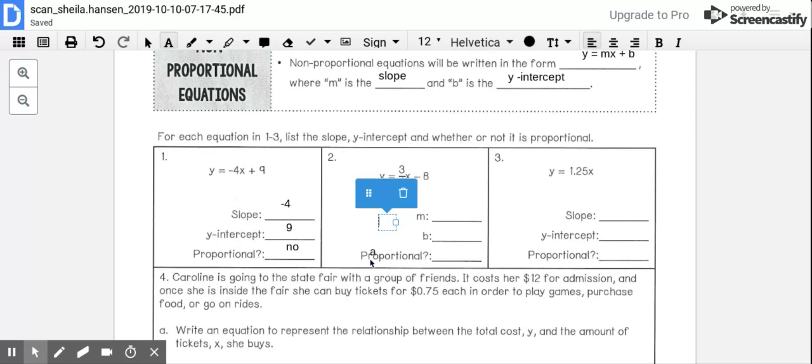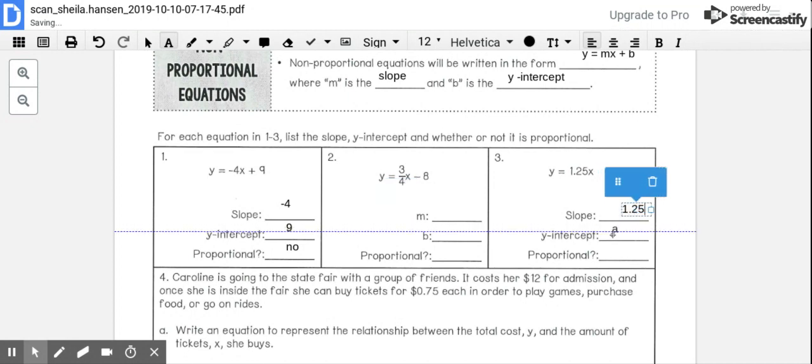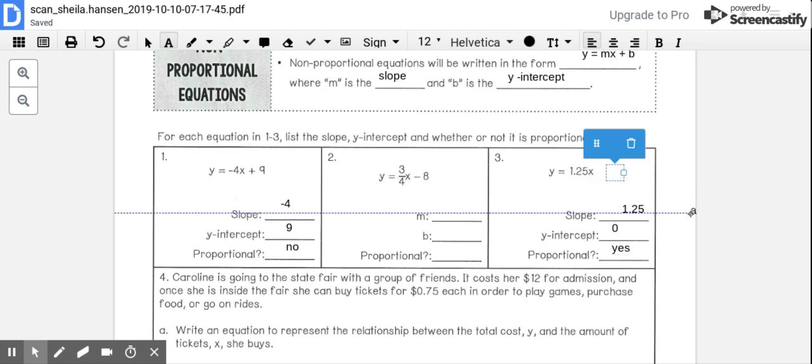I would like you to try this one for tomorrow. And we're going to do this one. So the slope would be 1.25. The y-intercept, there isn't anything, so you need to put 0 down if you want, because that represents nothing. And this one would be proportional, because it doesn't have that extra plus or minus anything over here. So go ahead and do this and the rest of it for the next class.